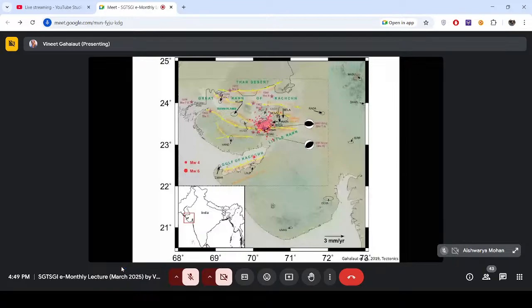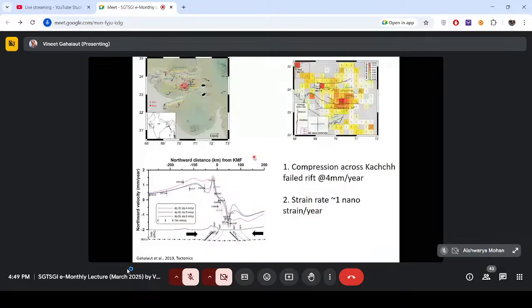Now, if you try to model it and see it in a profile, this is how the profile looks. If you draw a profile here, this region is Saurashtra. As you enter into the failed rift, the motion decreases. I'm looking at the northward motion, right? So the motion becomes southward. So you see a gradual change in the motion, and this is the clear-cut signature of compression across this rift.